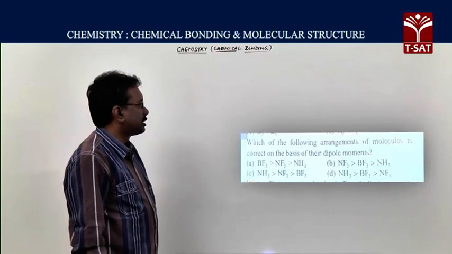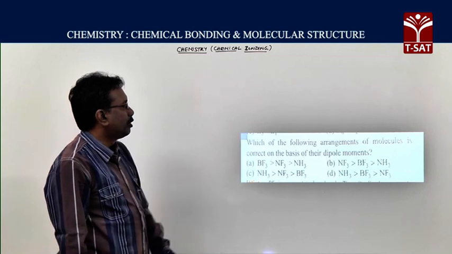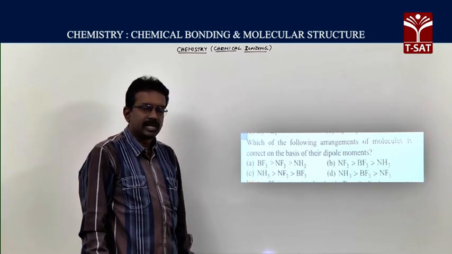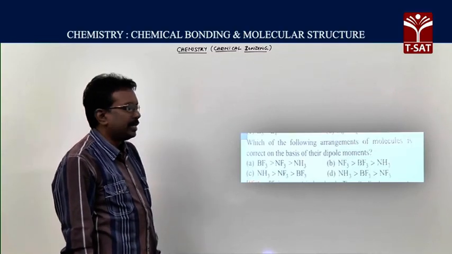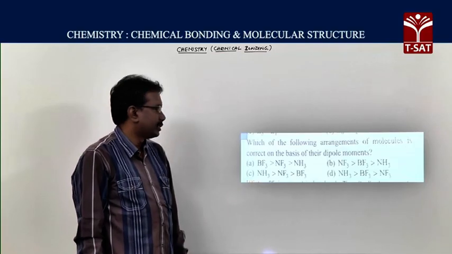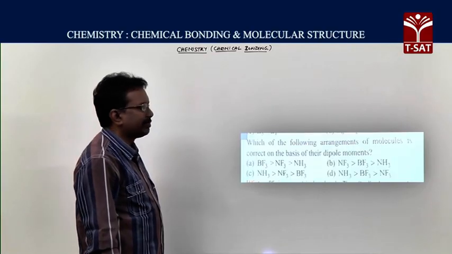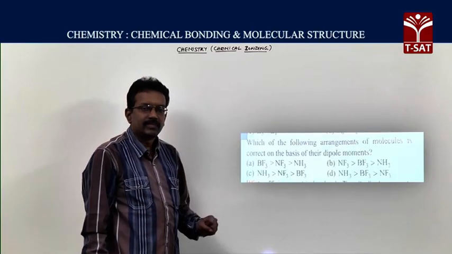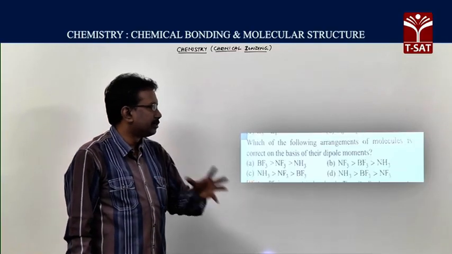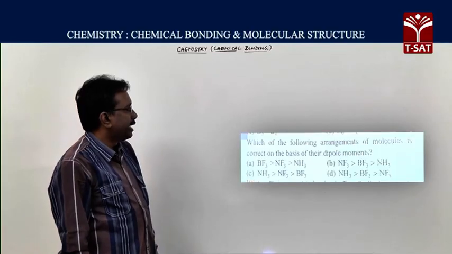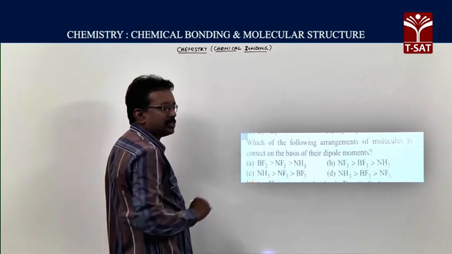Which of the following arrangements of molecules is correct on the basis of their dipole moments? So this dipole moment once again depends upon the structure, and upon the lone pairs and bond pairs also. Normally symmetrical molecules have 0 dipole moment. A total of 3 molecules are given. Out of 3 molecules, if you observe BF3, it is a symmetrical molecule with trigonal planar structure. That's why for BF3 the dipole moment is equal to 0. Now we have to compare the dipole moment values between ammonia and NF3. So BF3 has 0 dipole moment.